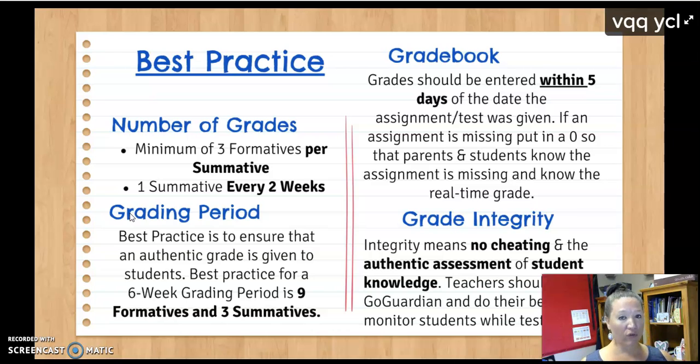And why do we say 3 formatives? Well, this gives you the data that you need to be able to look through and say, again, answer that question, are they learning what they need to learn? What are the weak areas? What are some areas that I need to improve on? Where do I need to scaffold? And you can use this data to inform your instruction so that it's data-based instruction, data-based planning. And then you give that summative every 2 weeks.